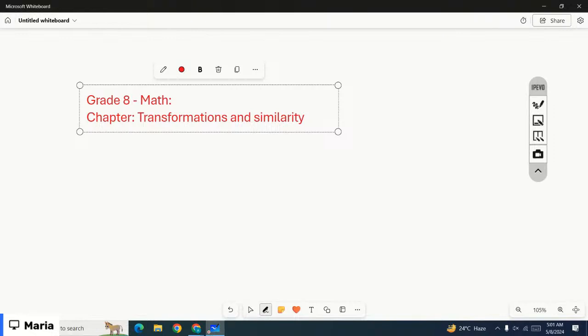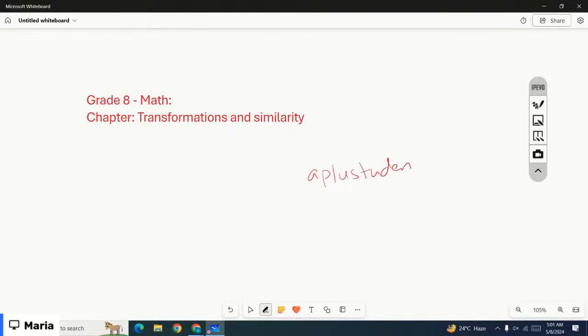You can find all the lessons on aplusstudents.com. You have to log in there using your email address and password as provided by the administrator. Then you have to select math from the subject tab, scroll down to grade 8 and then click on view all lessons. So there you can find a list of the chapters. We're going to start with the chapter transformations and similarity.